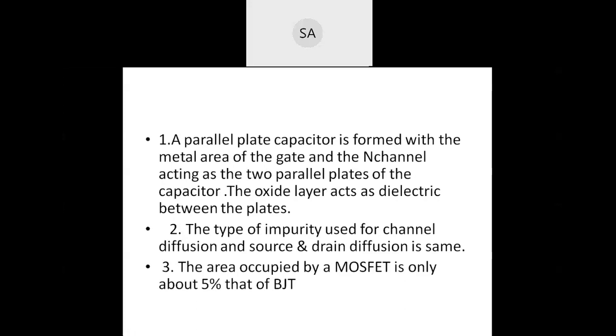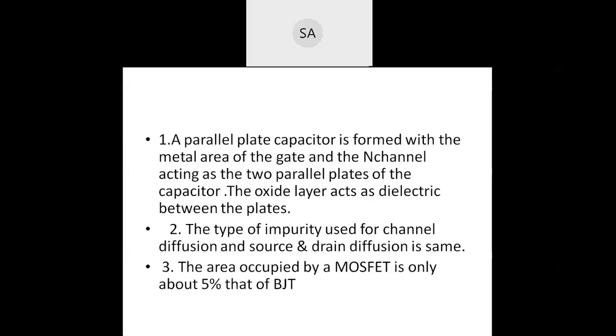The oxide layer acts as a dielectric between the plates. The gate layer aluminum and the N-channel diffusion will be acting as the two plates of the capacitor, and the dielectric material, the oxide SiO2 layer, will be acting as the dielectric between the plates.